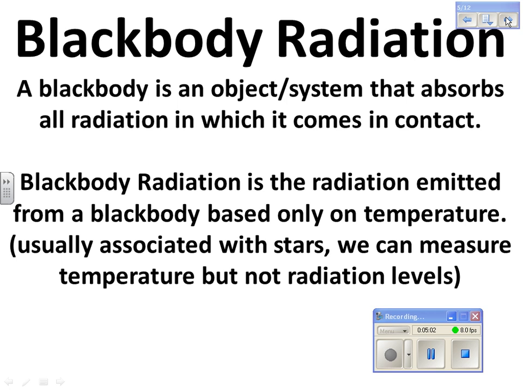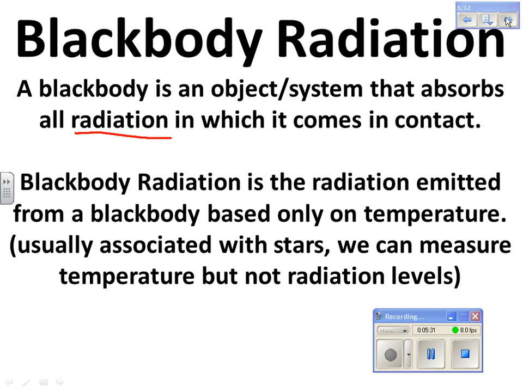Now, black body radiation. A black body is an object or system that absorbs all radiation which it comes in contact with. All right, so all radiation. Okay, we talked a little about the electromagnetic spectrum. There are definitely different types of radiation, such as your gamma rays, your X-rays. So all of that would be absorbed by a black body. Now, black body radiation is the radiation emitted from a black body.